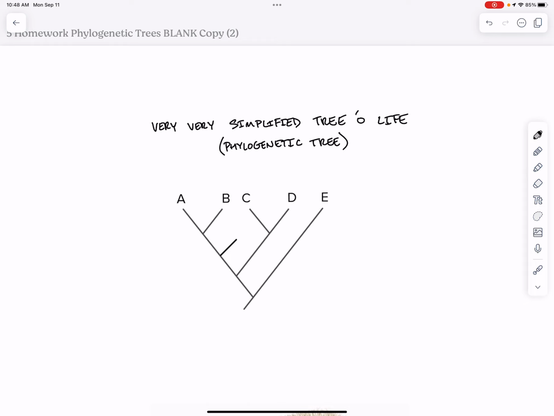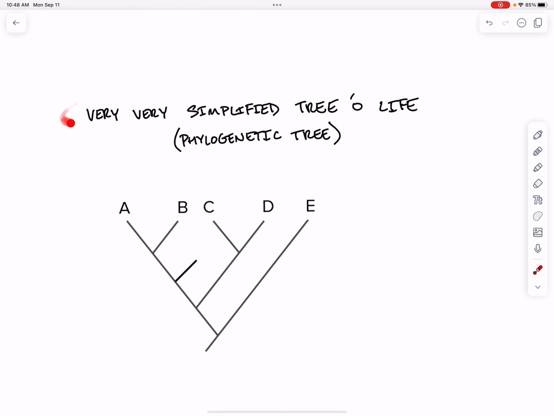And because life shares so many common characteristics, it might not be surprising to you that all living things share a common ancestor. And these very simplified trees of life, or phylogenetic trees, is the fancy science way of saying a tree of life. We can look at evolutionary relationships of organisms to one another and determine how closely related they are.